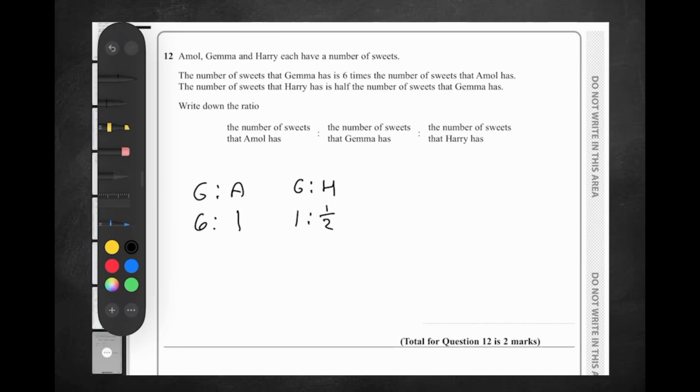So when we're going to ratio between the 3 of these, we're going to change this as 1 and a half. It'll be the equivalent of 3 at 6 compared to 3. Multiply both of them by 6. Therefore, I'll put it in the order the question's given it, A to G to H is going to be 1 to 6 to 3.